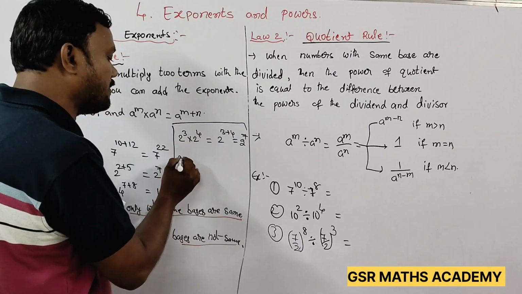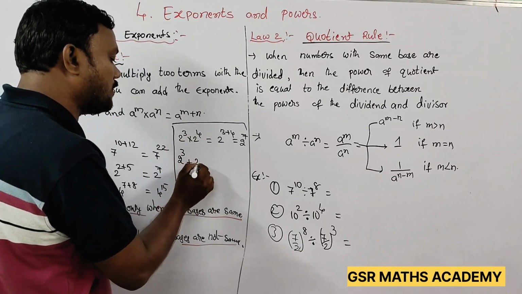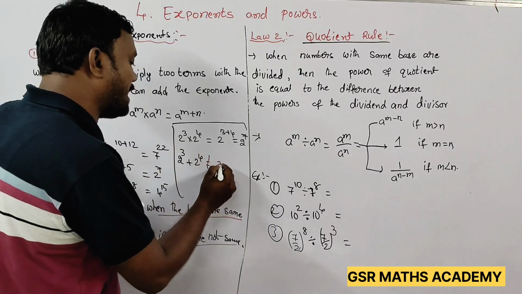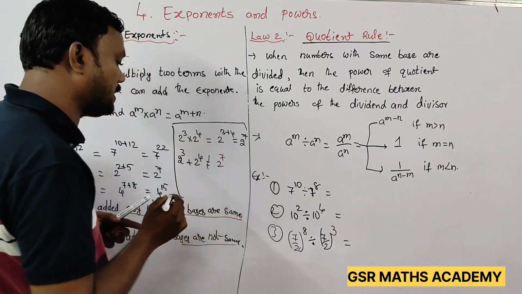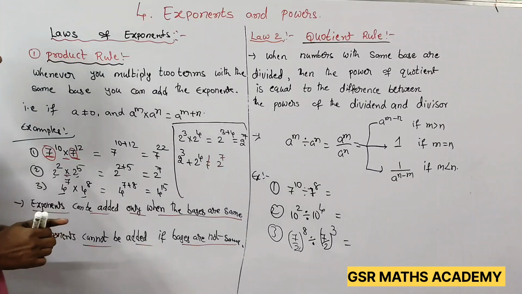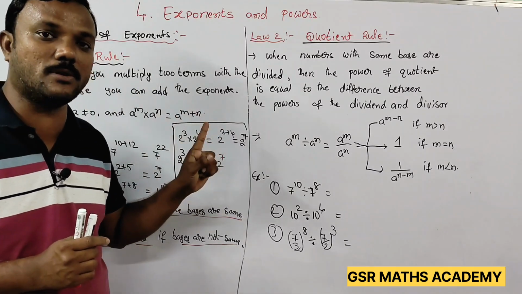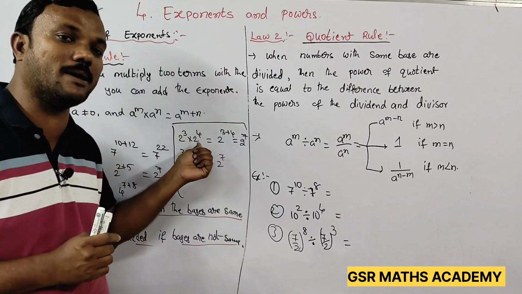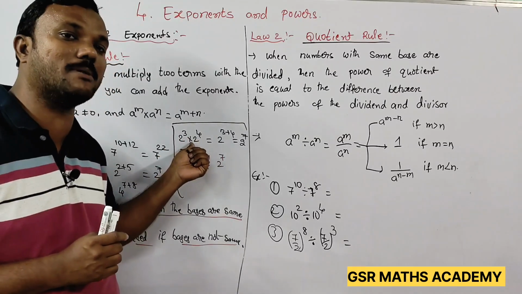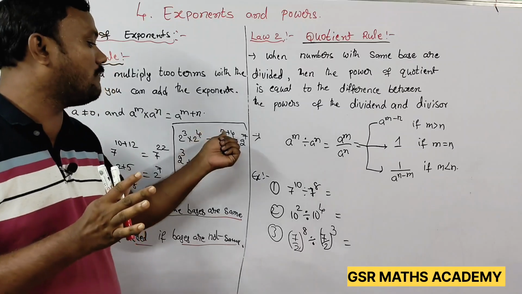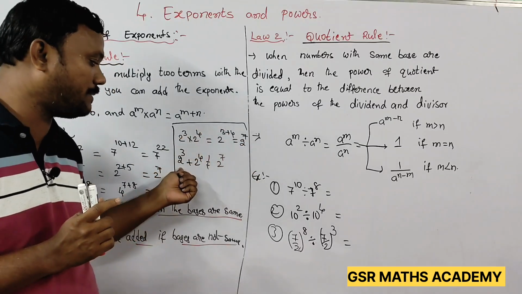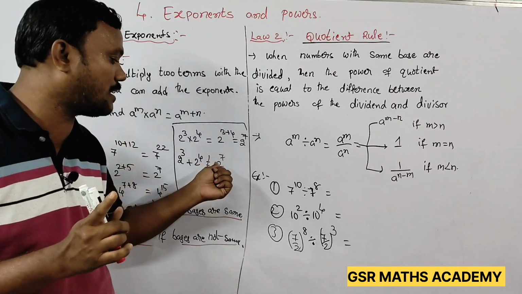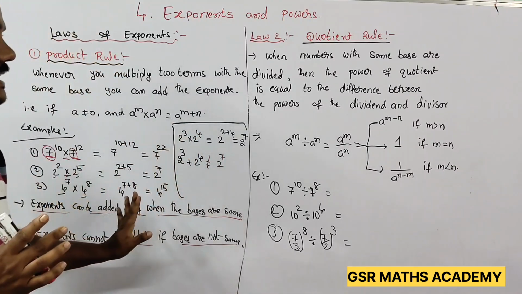But if they have given 2 to the power of 3 plus 2 to the power of 4, in this case you are not allowed to add the powers, and we cannot write it as 2 to the power of 7. You need to understand that the bases should be the same and the connection between them should be multiplication, only then do we add powers. Though the bases are the same, if the connection is not multiplication, you are not supposed to add the powers.